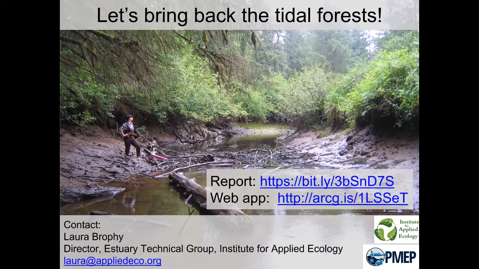Sure. Yeah. Sorry for the second question, but with a lot of these systems where you have multiple landowners behind a tide gate, and say you have one willing landowner to do some work, so working within that constraint, what sort of opportunities and limitations are there for tidal swamp restoration?